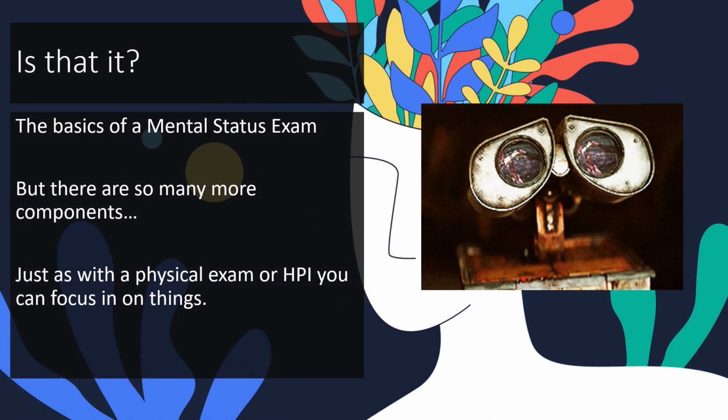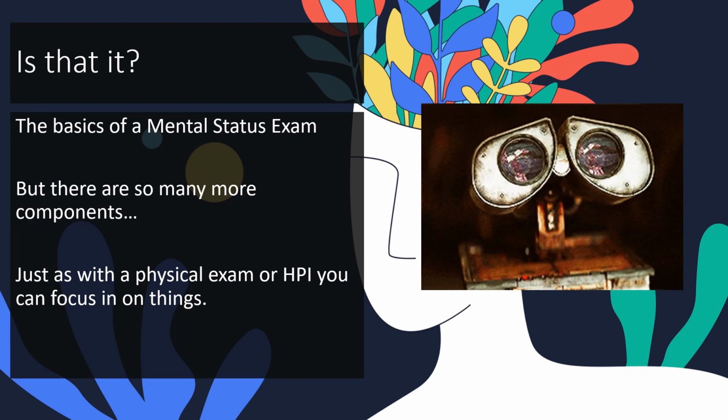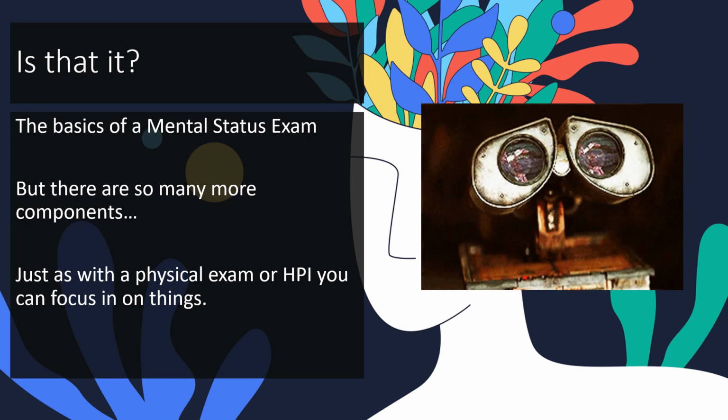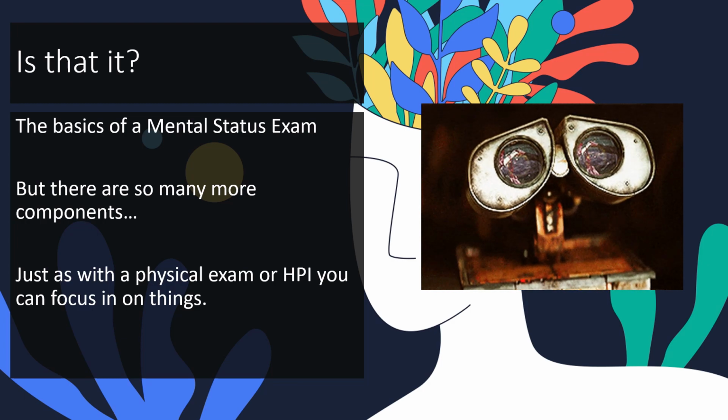So these are just the basics of a mental status exam. There's a lot more different ways that you can put these things together. Again, just as with any physical exam or history of present illness, you can cater to the type of chief complaint that you're looking at.